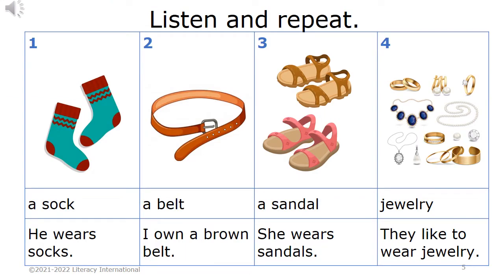Listen and repeat. 1. A sock. He wears socks. 2. A belt. I own a brown belt. 3. A sandal. She wears sandals. 4. Jewelry. They like to wear jewelry.